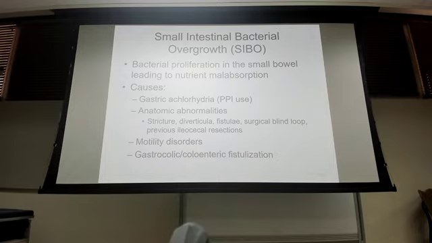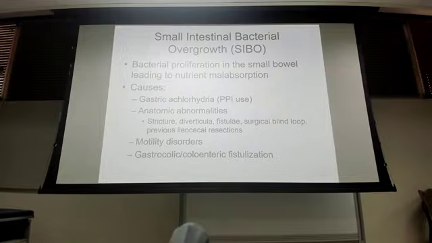And how can that happen? Well, certain conditions. Taking a PPI long-term, achlorhydria. So you've got that PPI on board for years and years and years, decreasing the amount of acid that's made, and so now we start to get overcolonization of bacteria in the small bowel. A lot of times, anatomical abnormalities. So think about strictures, diverticuli, fistulas, so something that's mechanical, right?